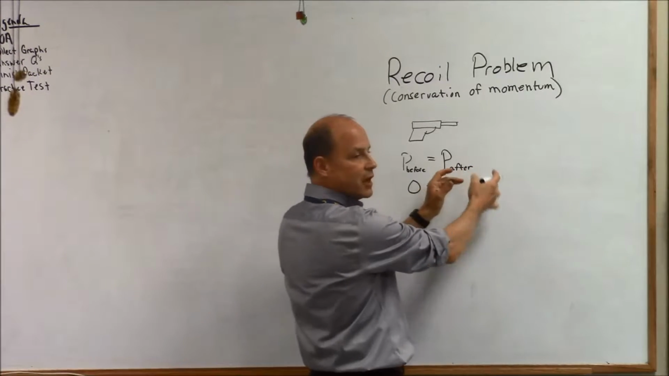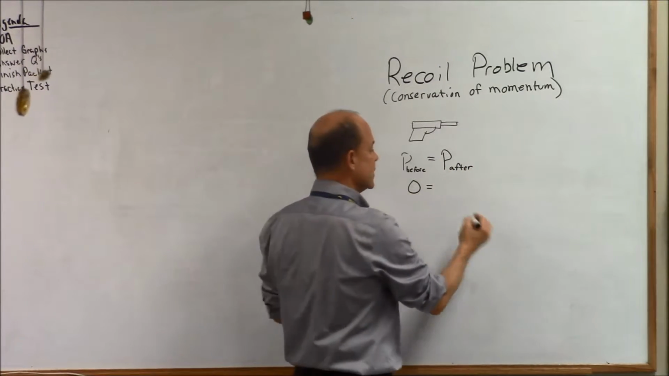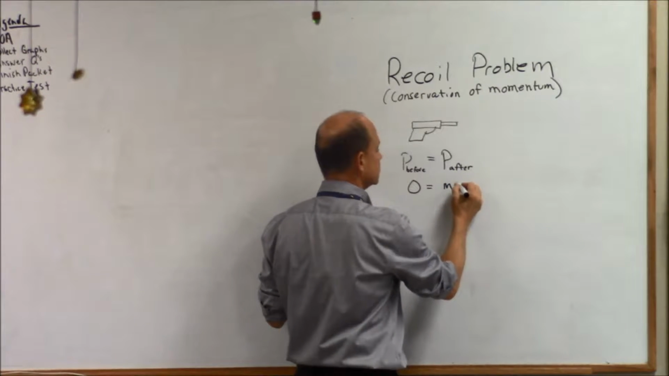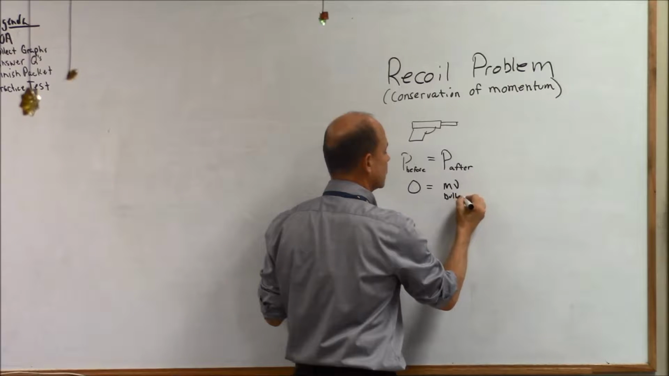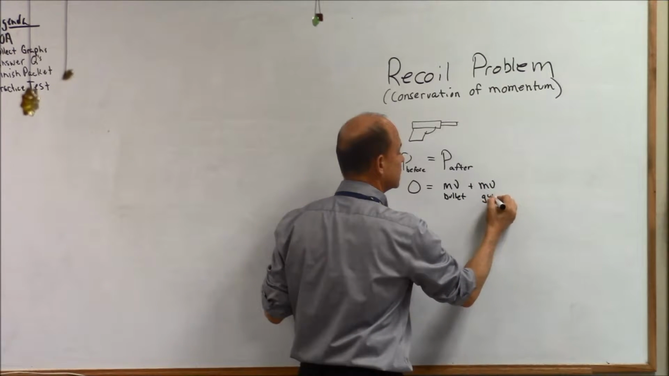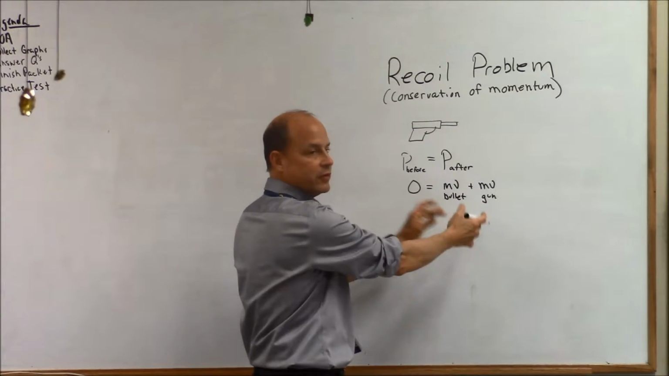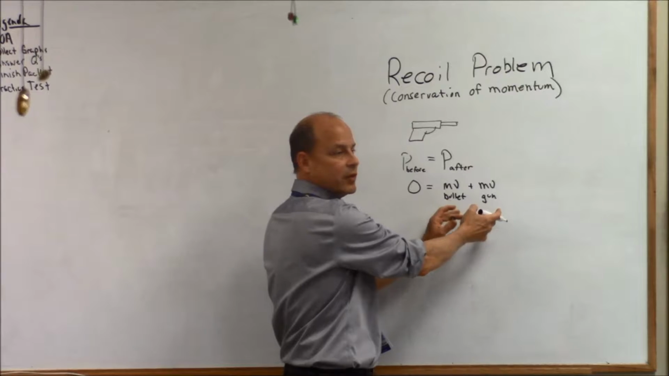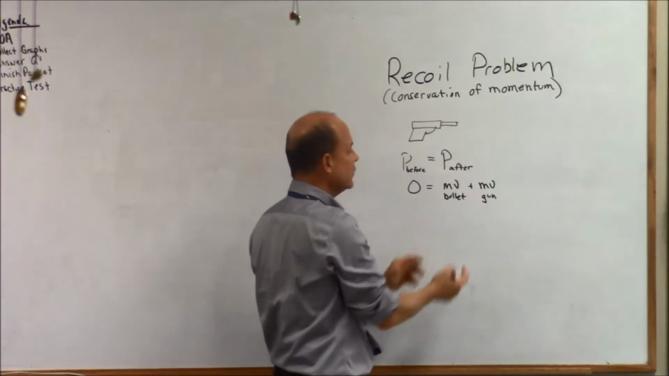The momentum of the gun-bullet system afterwards is the momentum of the bullet plus the momentum of the gun. Do you agree? This is the momentum of the system, before and after. Before it's zero, after it's the momentums of the respective components of the system, right?